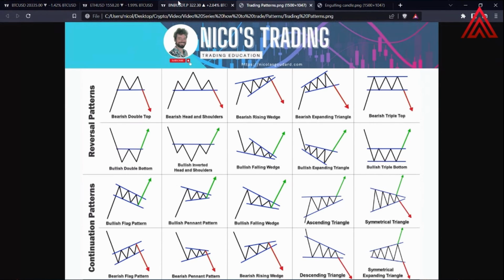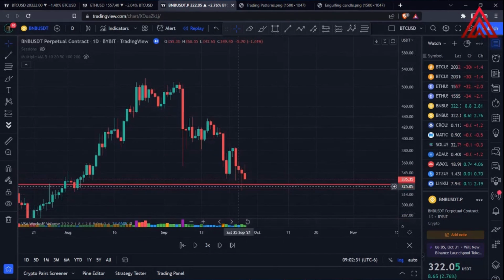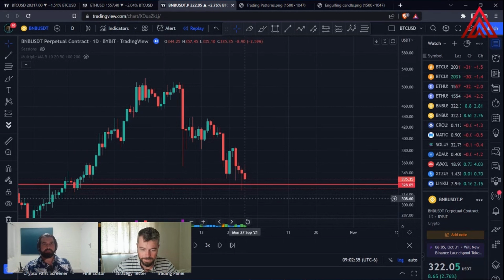We are going to combine trend continuation and a reversal pattern on a lower time frame. Okay, so bear with me, let's do it together. So here we are on our BNB chart. So I went back all the way to September 21, so pretty much a year ago.